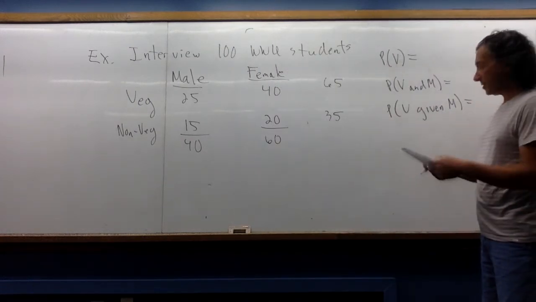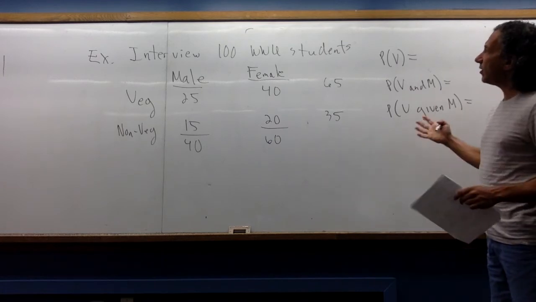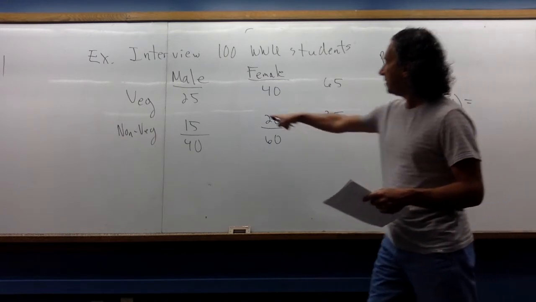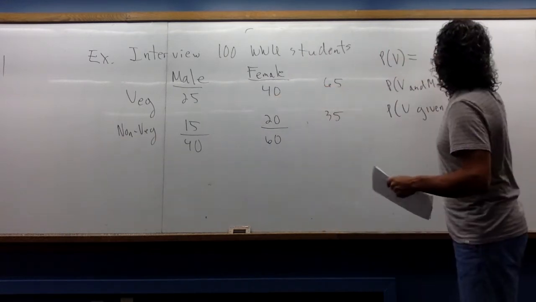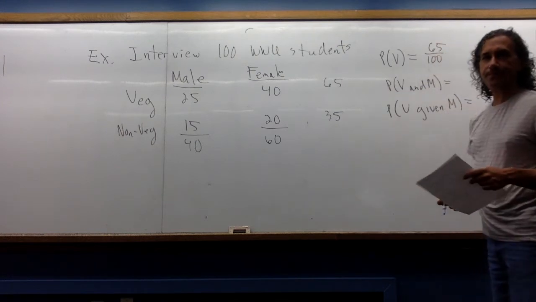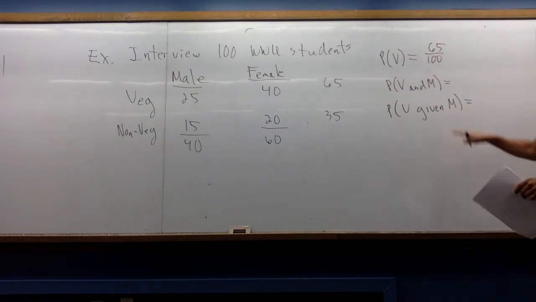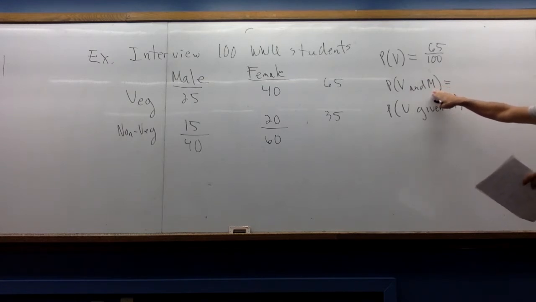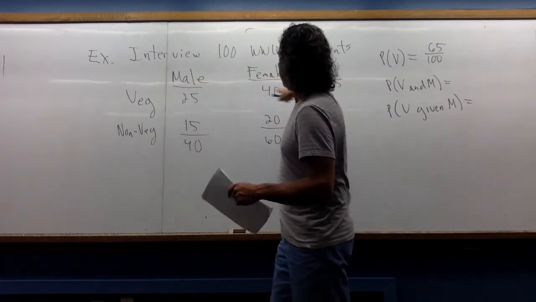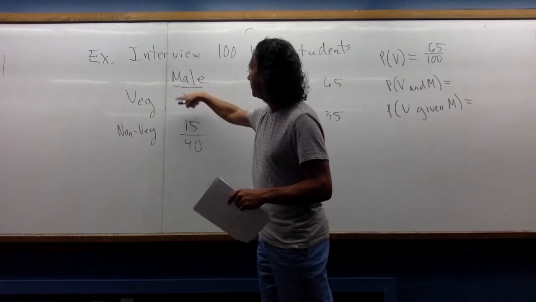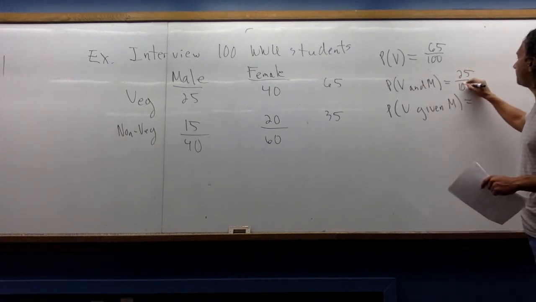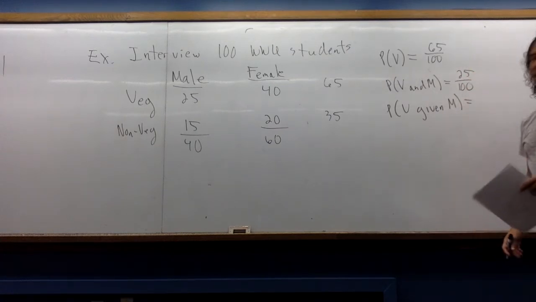All right, hopefully you gave that a shot. The probability of being vegetarian from these 100 students is 65 vegetarians out of the 100. So just 65 out of 100. The probability of being vegetarian and male, well, these are all the vegetarians, these are all the males, so 25 is the intersection of those. So we have 25 out of 100.